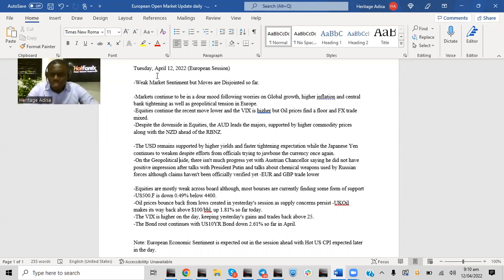They're still continuing the downside we had so far, and the VIX is up, which obviously points to that more negative environment. But look at oil prices, pushing higher after finding the floor, and FX trading all over the place. Despite the downside in equities, normally when you have weakness in equities, you expect the likes of the Australian dollar and the New Zealand dollar to also weaken.